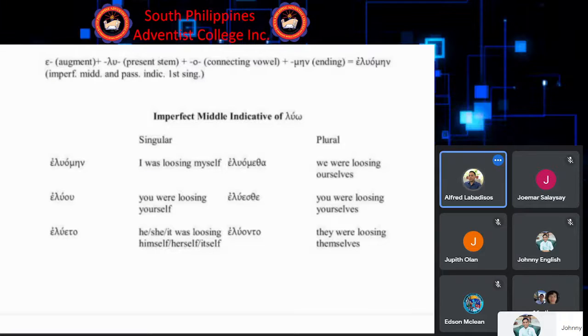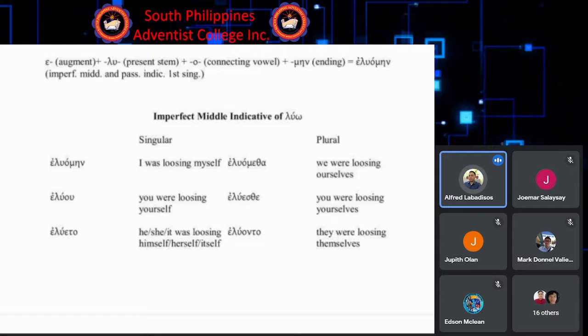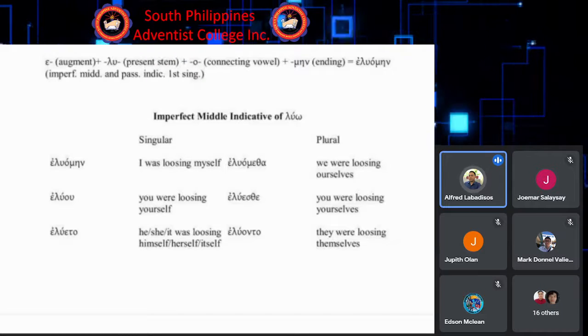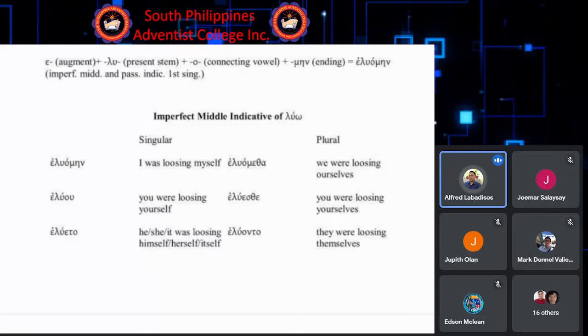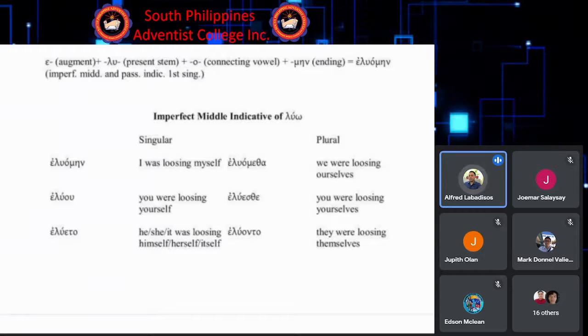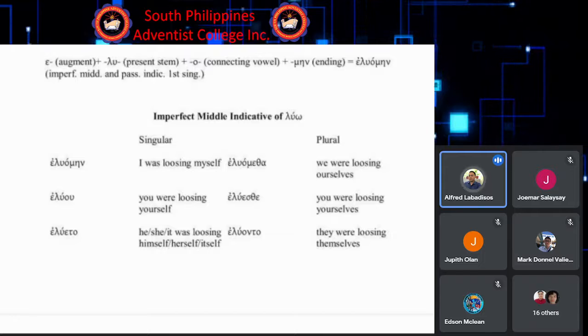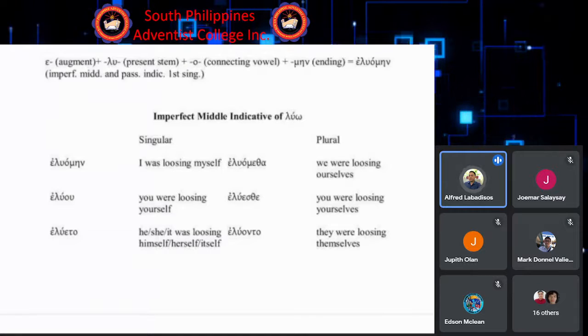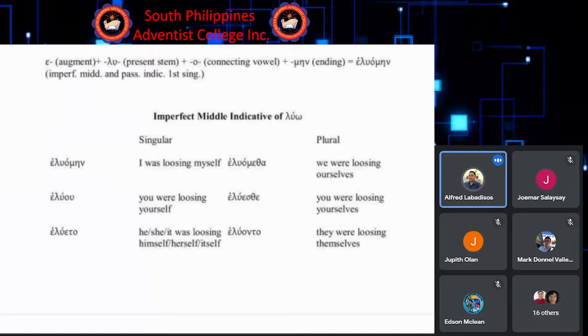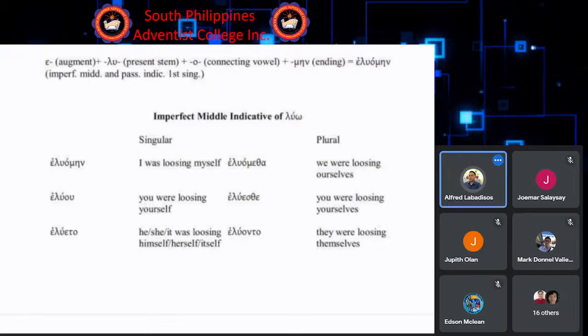It's either imperfect or aorist. Now, we haven't discussed the aorist tense yet, but again there are two tenses that relate to the past. One is imperfect and the other one is aorist. Okay, so it's already given.